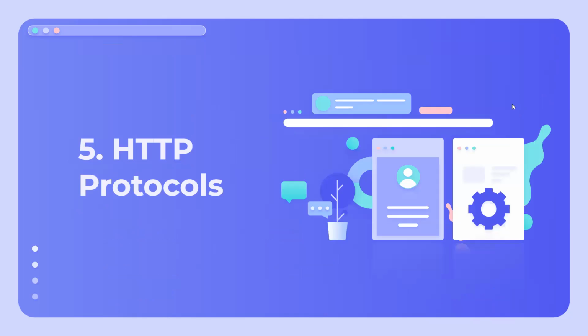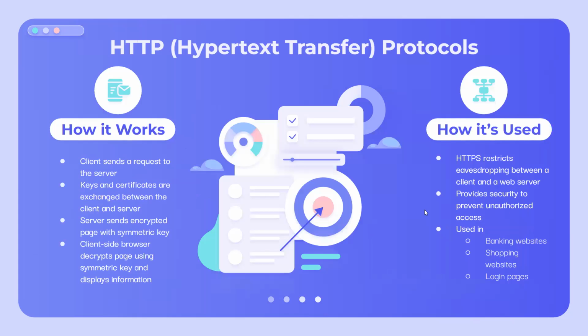Next we'll be discussing HTTP protocols. Starting off, I'll explain how it works and then how it's used. How it works is basically a process. First, the client sends a request to the server. You can think about this like a person on a website filling out a form, and then they press the submit button and the information gets sent. Throughout this process, keys and certificates are exchanged between the two sides. It allows security and makes sure that the information gets transferred properly.